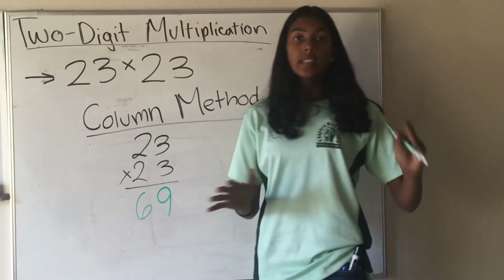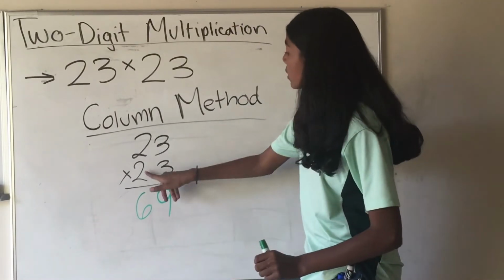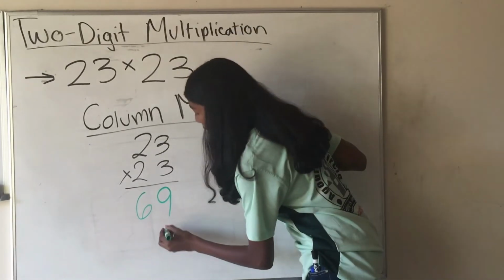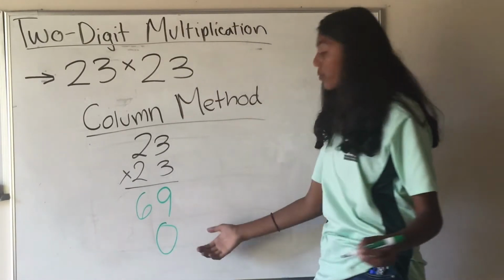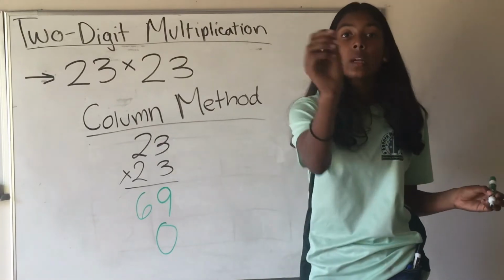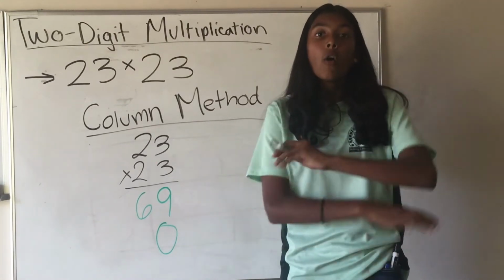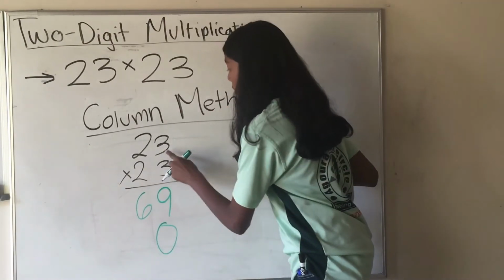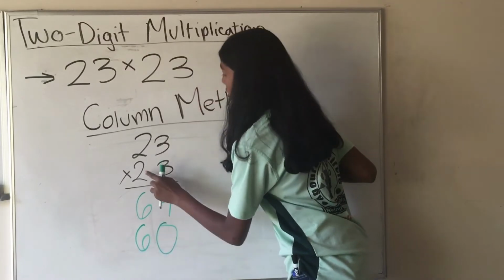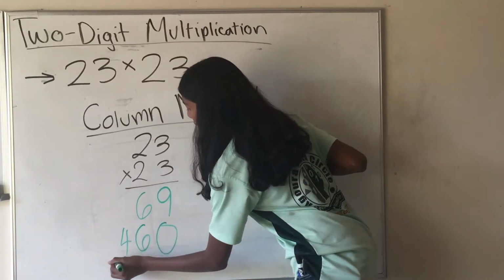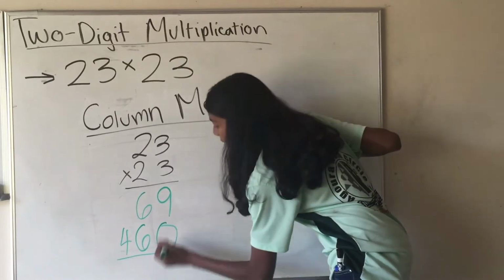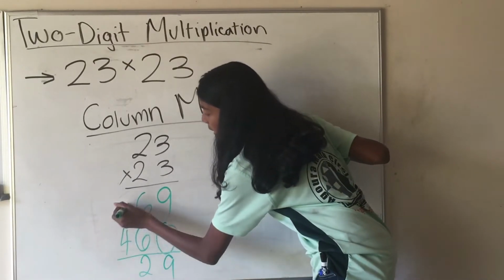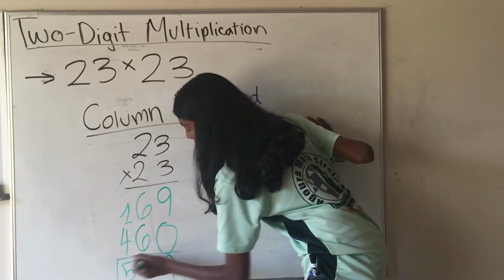Okay? And then this part is important. We're going to move to the 2. So we have to leave a space here. Or we can write it as a 0. But it is really important to write that 0 or leave that space. You cannot forget it. So 2 times 3, we're going to do that again, 6. 2 times 2 is 4. And now we add normally. We get 9 plus 0 is 9. 6 plus 6 is technically 12, but we're going to carry the 1 to get 529.